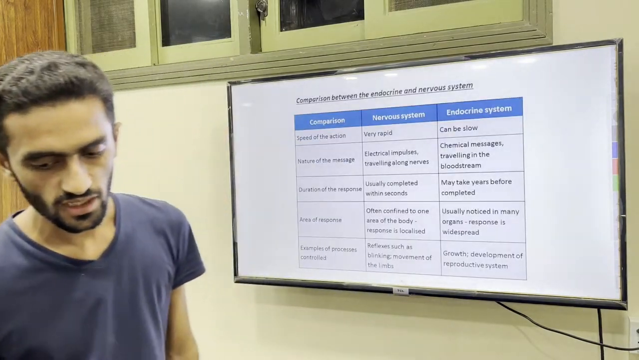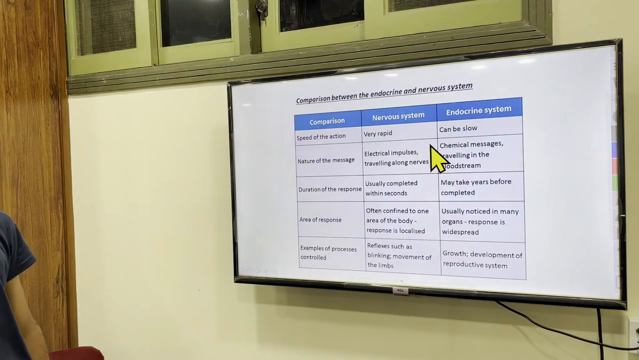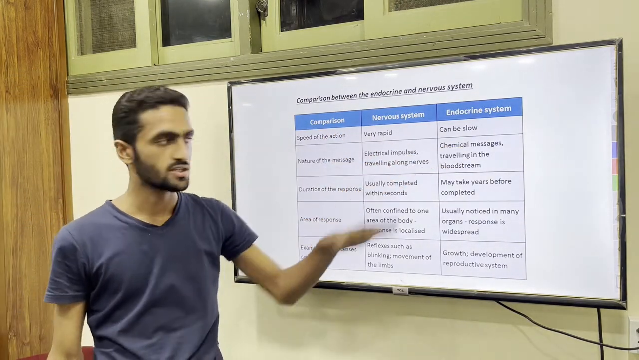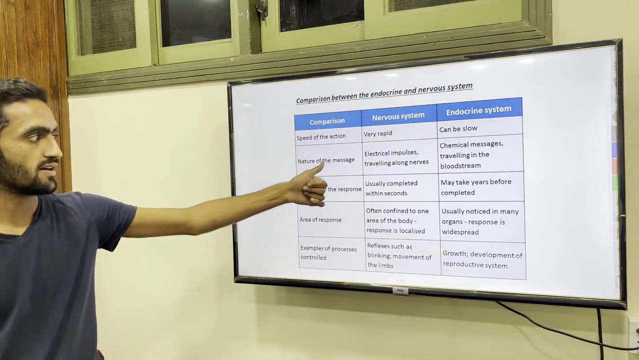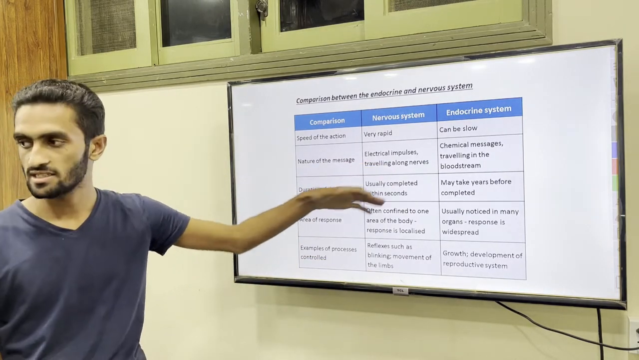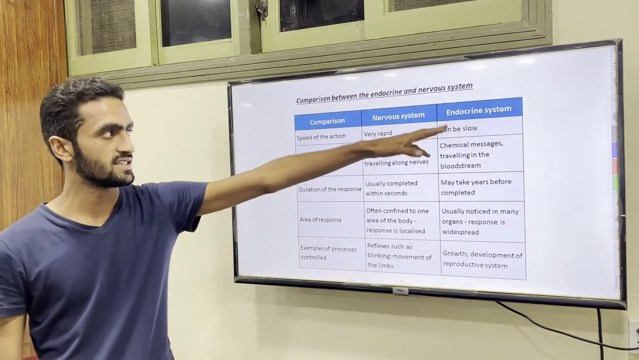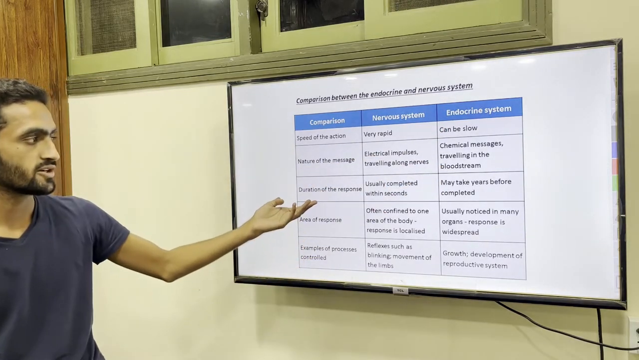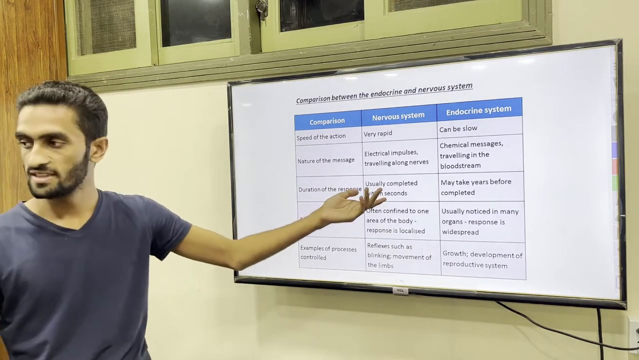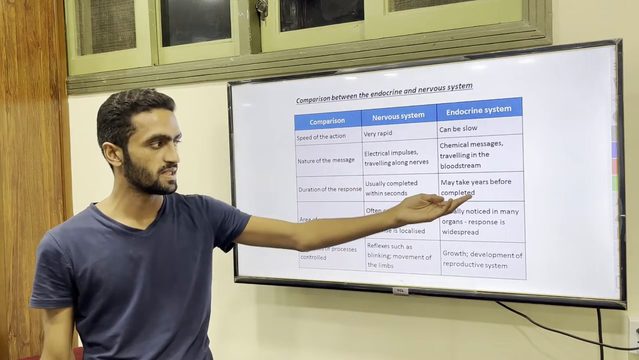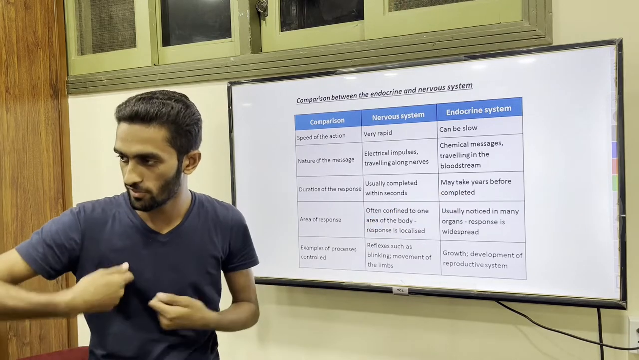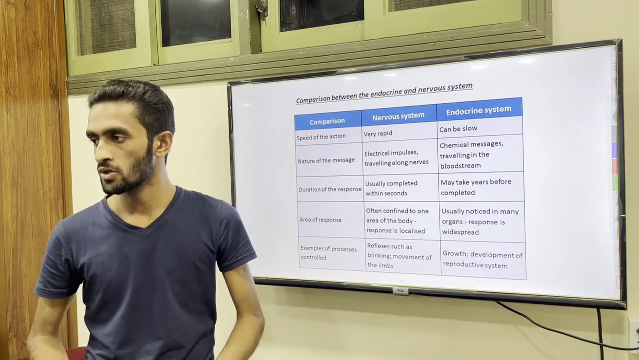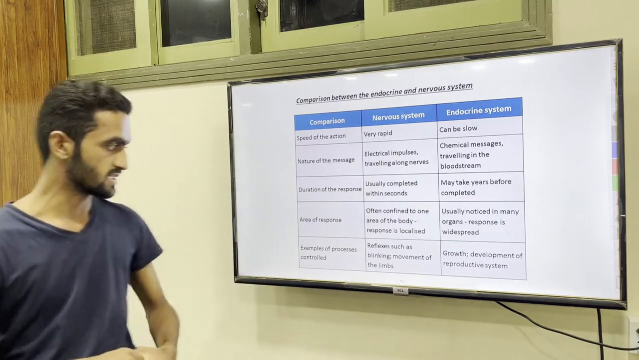If you look at their action, the nervous system is very fast, very rapid, but the endocrine system is slower. The nature of the message is electrical impulses in the nerves, while on this side it is a chemical message by the hormones. The nervous system's duration is within seconds or milliseconds, while this is long lasting. If we want to regulate our blood pressure or any function, these are for long term regulation.